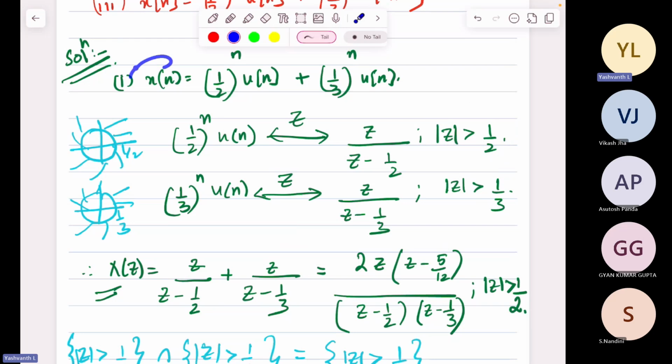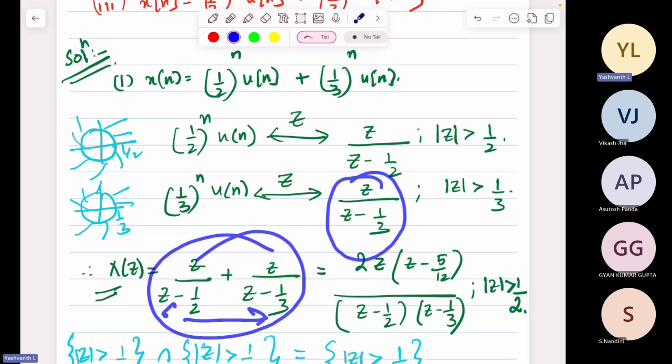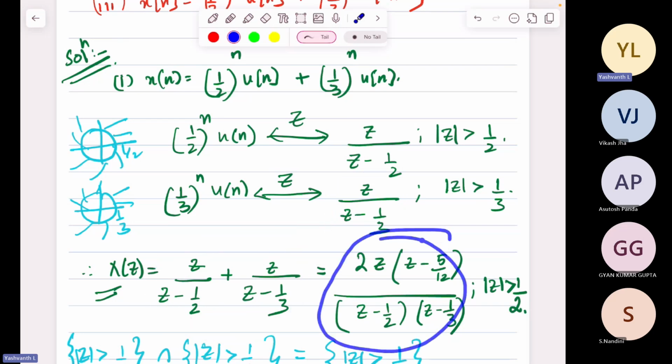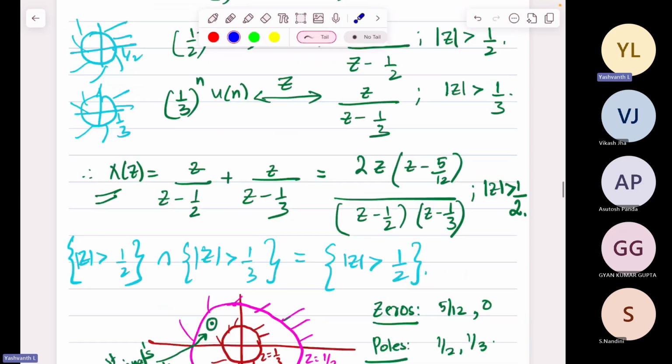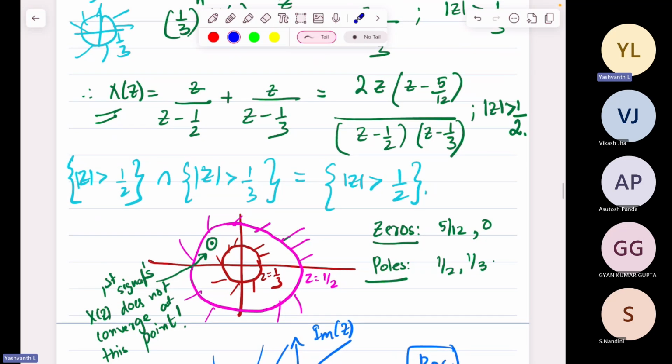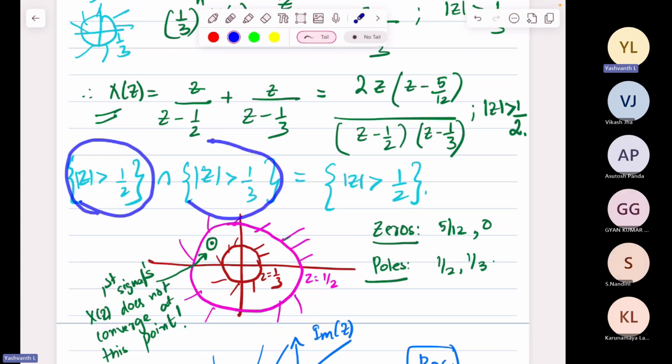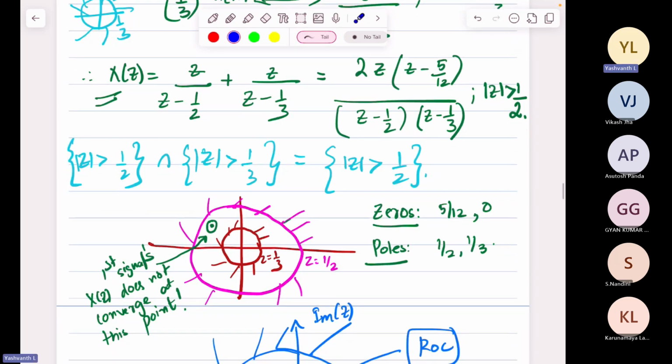Therefore, the total Z transform is z/(z - 1/2) + z/(z - 1/3). You just take the LCM of the denominators and simplify, and you get this expression with the common ROC |z| > 1/2. This you also need to plot on the pole-zero plot. So this is your |z| = 1/3 circle with its exterior, and |z| = 1/2 is this circle with its exterior. The intersection of |z| > 1/2 and |z| > 1/3 is |z| > 1/2.